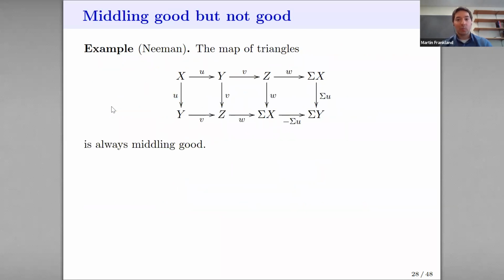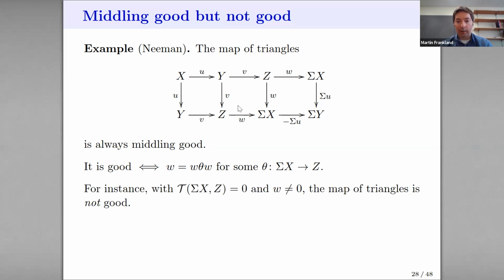All right, let's look at some more examples. This map, another example of Neeman, is always middling good. You can just actually write down the 4x4 diagram that extends it. And it's not always good. In fact, it's going to be good if and only if that third map W is a lightning flash. And that's not always the case. So if you want to produce some silly counterexamples, just make sure that there are no non-trivial lightning flashes. For instance, if there are no maps from the suspension of X into Z, but there are some non-zero maps W. So already that gives you an example that's not good, but is middling good.